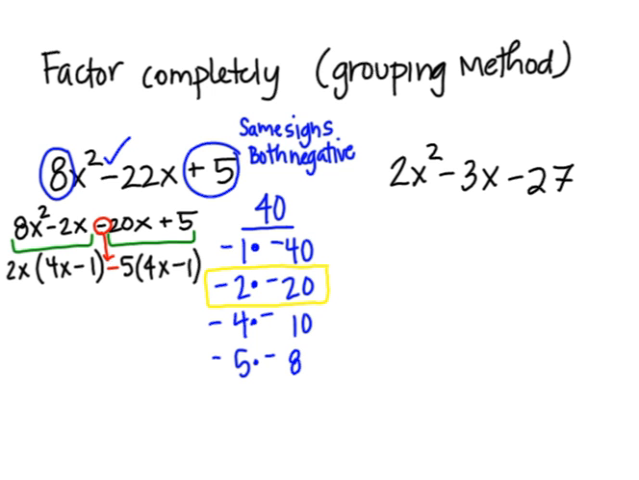What you have in common at this point is a 4x minus 1, so I'm going to bring that to the front. And when you pull that out and bring it to the front, what's left over is 2x minus 5.